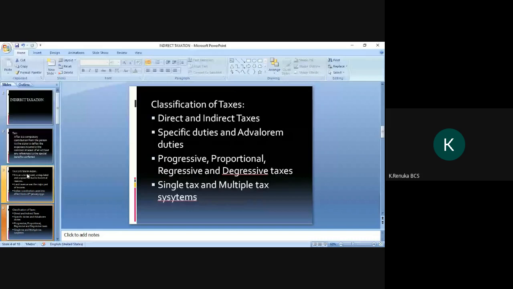Next is digressive taxation. It is one where the rate of tax increases up to a certain limit, and after that the rate of tax is constant for further increase in income. This system may also be called a mixture of proportional and progressive tax systems. Higher income groups make a lesser sacrifice in this method compared to lower income groups. So that is an advantage of this tax.